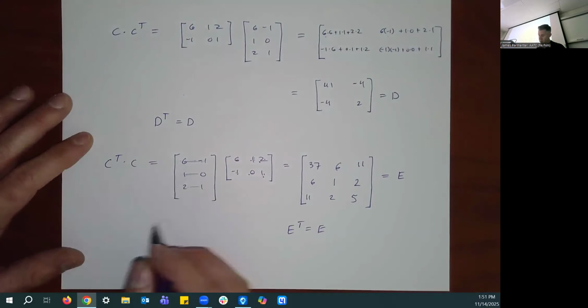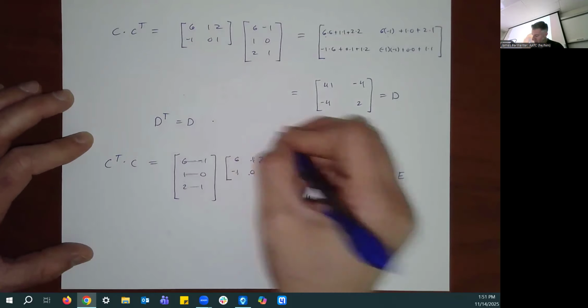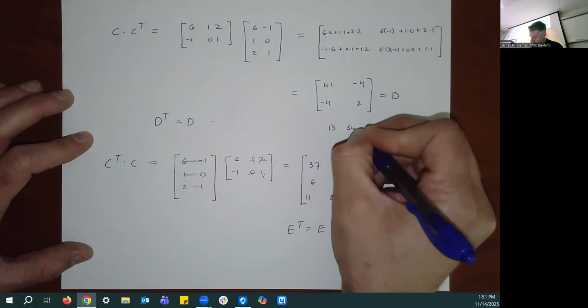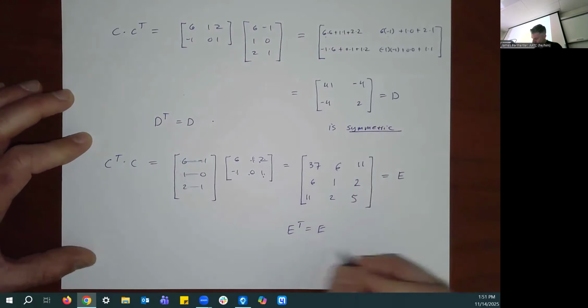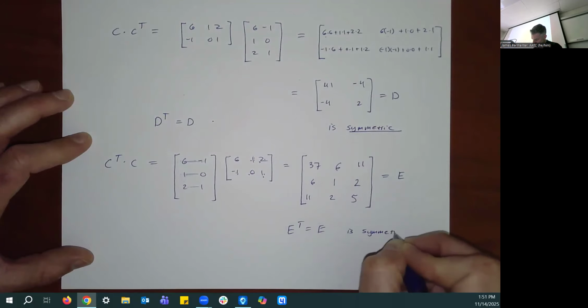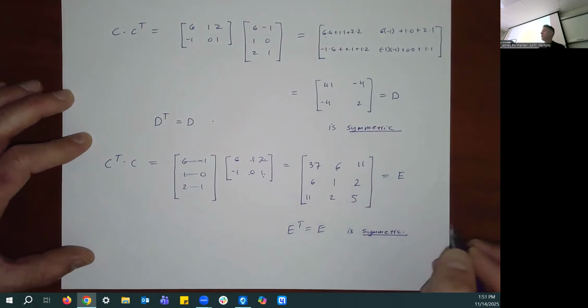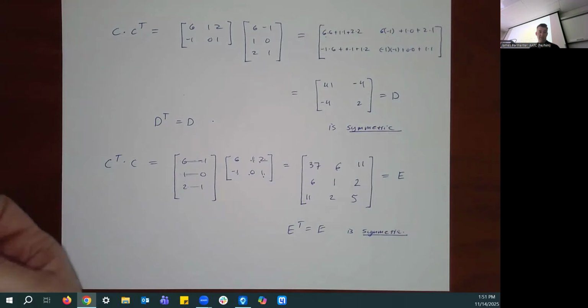And these are called symmetric matrices. D here is symmetric. So is E. A matrix is called symmetric if it's equal to its own transpose. So only matrices that are square, meaning they have the same number of rows and the same number of columns, can be symmetric. Because otherwise, if you took the transpose, you'd have totally different size matrices.